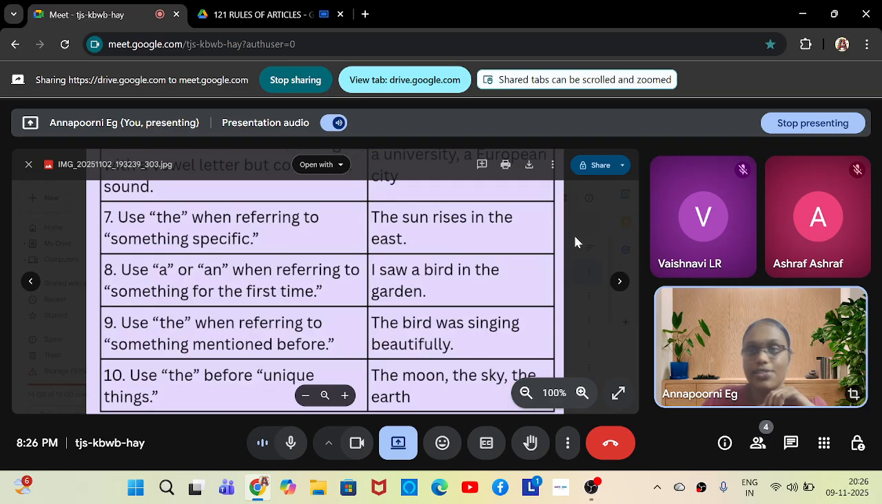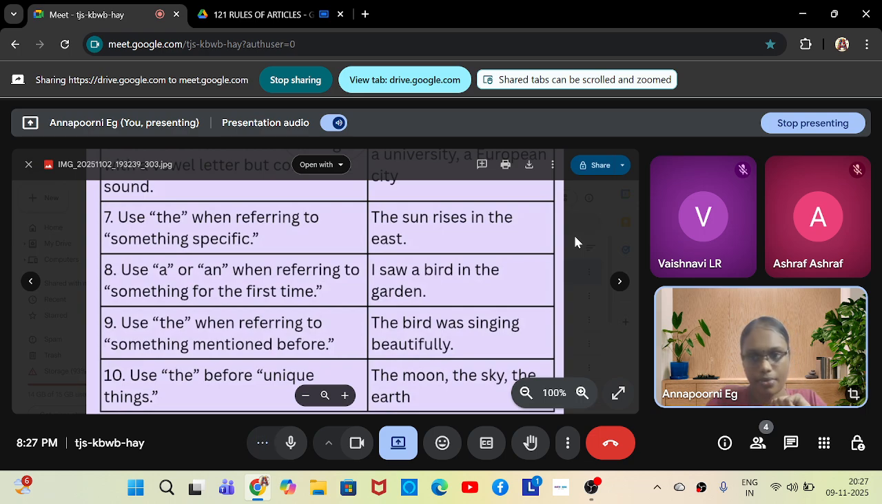Okay. Next one. Use the when referring to something mentioned before. If you want to speak about some action or some incident that happened before some time, already completed things, you can use the.